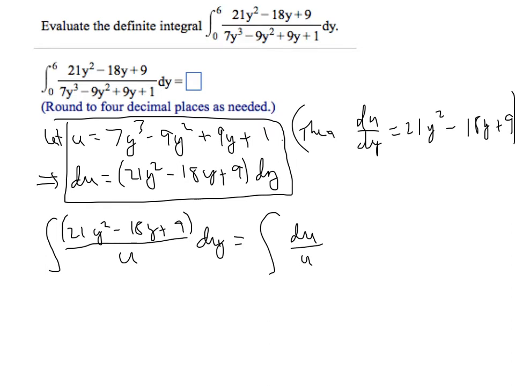Now, the limits of integration, don't forget, this is the part that did not come up in the previous problems. The limits of integration here are also in terms of y. Since the variable in the original problem is y, these numbers are referring to y values. So the thing being integrated has been changed into only u's, but these two numbers, 0 and 6, are still going to be in terms of y.